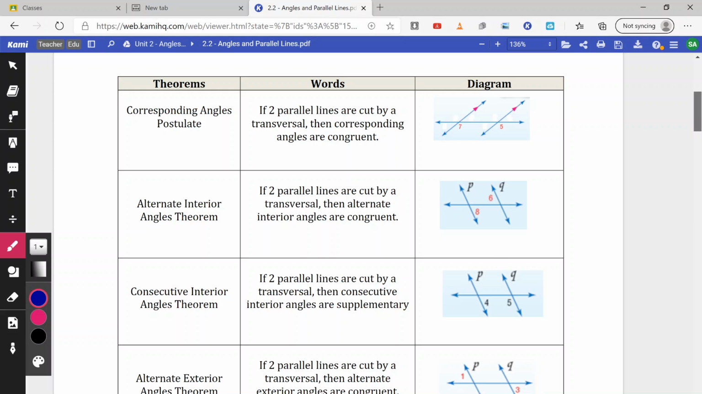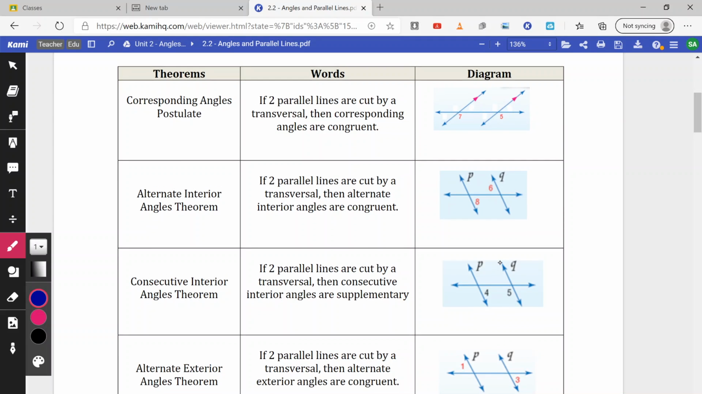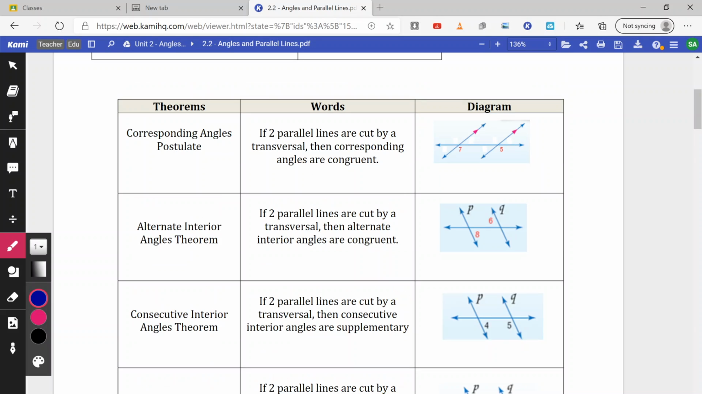Now if I have two parallel lines cut by a transversal, as we see here, we end up with some unique scenarios. We are always going to end up with one of two situations. We are going to end up with angles that are the same, or they are going to be supplementary and add to 180 degrees.